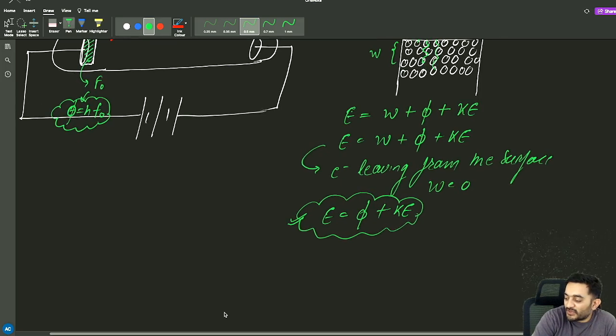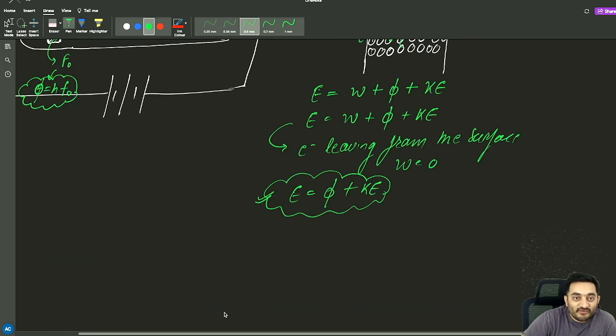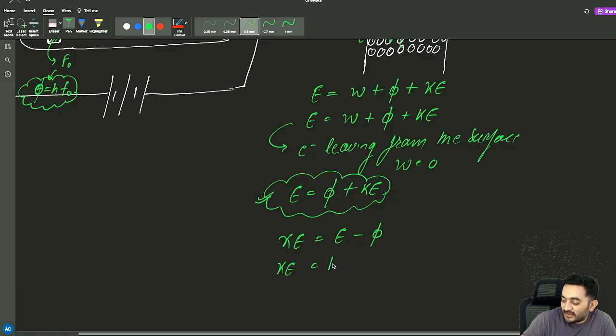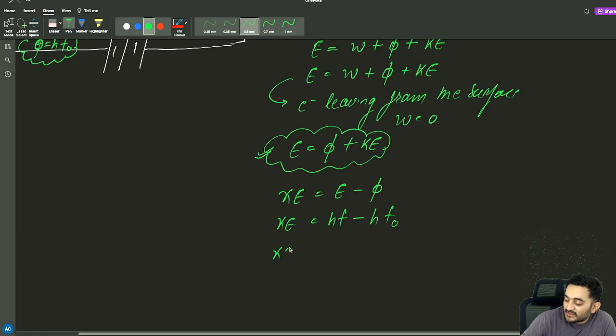Correct? And for those questions, what do you have to remember? There are various cases which you have to remember. If you wanted to find the kinetic energy, what can you say? Kinetic energy of the electron can be written as E minus phi. And the value of E is nothing but hf, the frequency which is falling on the surface, minus hf naught, the threshold frequency. So kinetic energy can be simply written as hf minus hf naught, or you can take h common: h(f minus f naught).